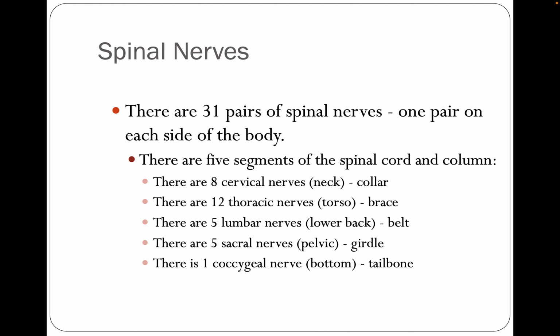Thoracic means brace. There are 5 lumbar nerves, which is in the lower back, and lumbar means belt. There are 5 sacral nerves in the pelvic region, and sacral means girdle. And there's 1 coccygeal nerve, which means, coccygeal means tailbone.